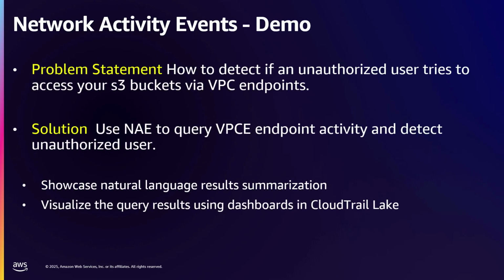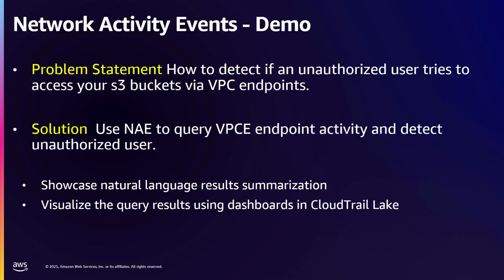The typical problem statement here is that you want to identify whether there is unauthorized access that's trying to execute any AWS activity going through a VPC endpoint, and how do you identify who that is, what the user identity related to it is, and which account is trying to execute actions through the VPC endpoint. So that's the first demo that we'll be covering in a little bit.